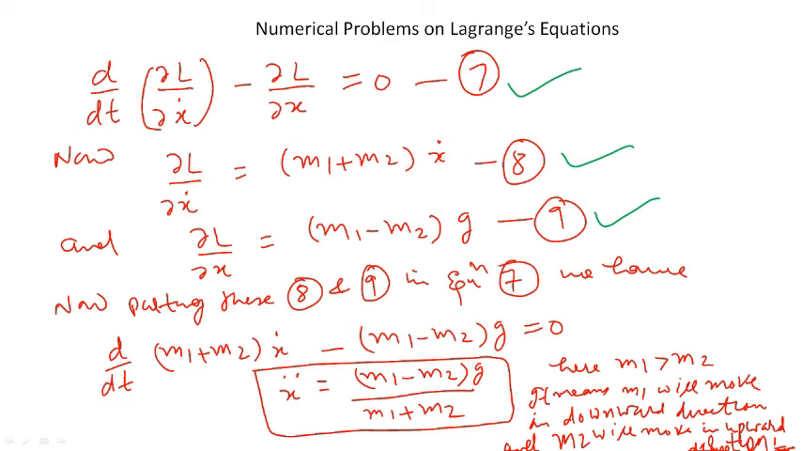Here if m1 is greater than m2, then m1 will move in the downward direction and m2 will move in the upward direction. If m2 is greater than m1, then m2 will move in the downward direction and m1 will move in the upward direction. Thank you.